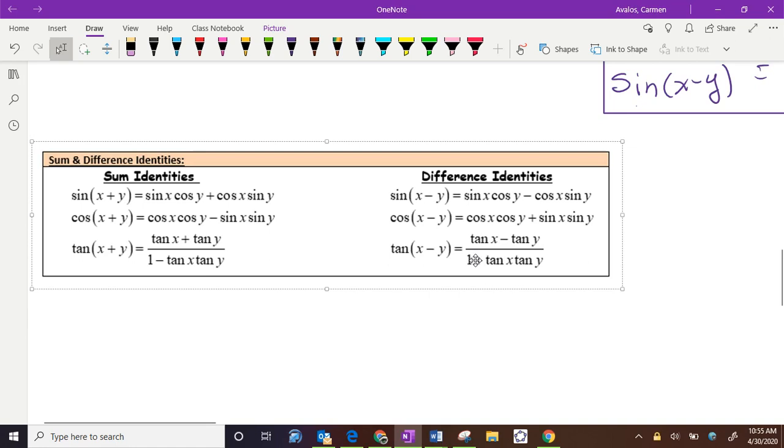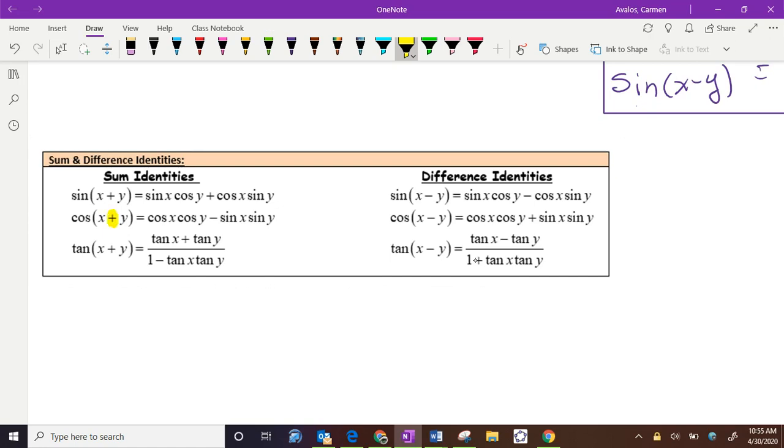So the main things you need to remember is that for cosine, this is a plus, this is a minus. I'm sorry, that's a minus, that's a plus. And then for tangent, same thing. It's on the top, it's on the top. This one here, it's on the top, and then the other two are the opposites. And sine does the same thing. If it's positive, it's positive. If it's negative, it's negative. And that's how you remember the identities.